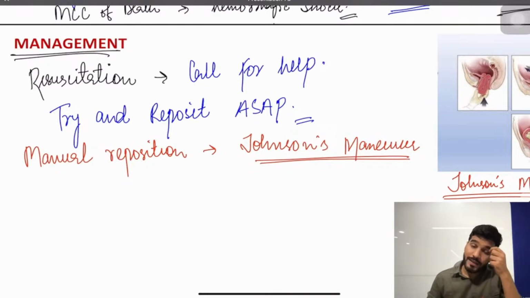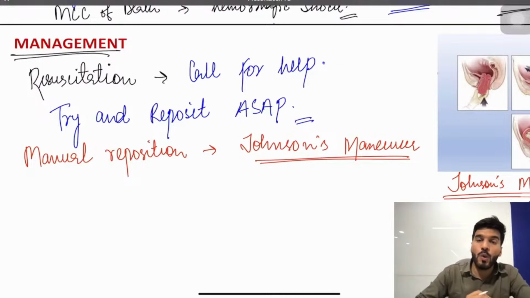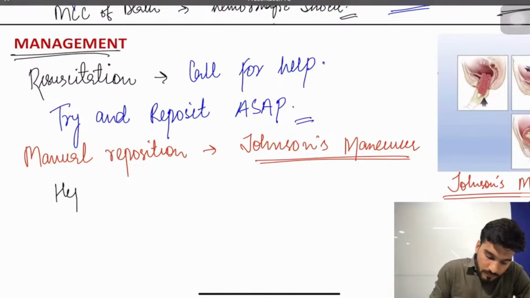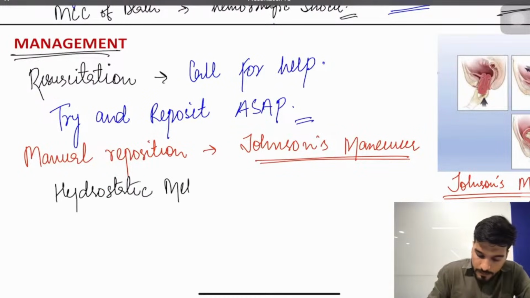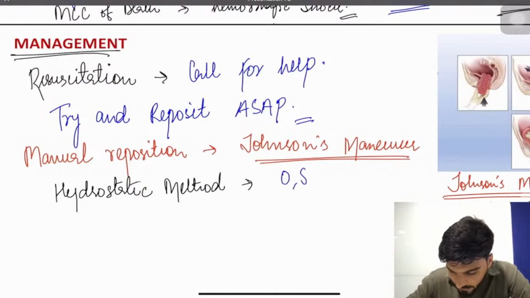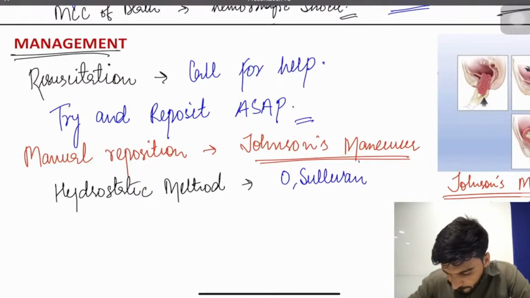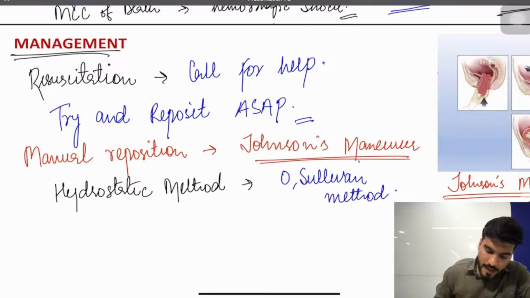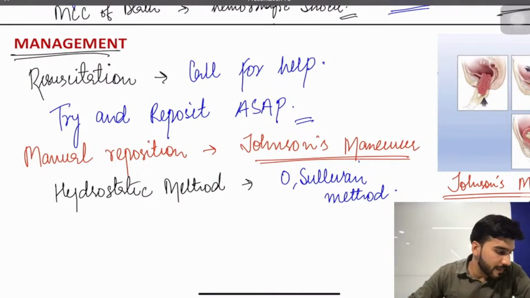Okay, followed by that, my dear students, we have one more outdated method. हमारे पास और एक outdated method है, that is called the hydrostatic method, called the O'Sullivan method. Is that clear? Yes, sir.